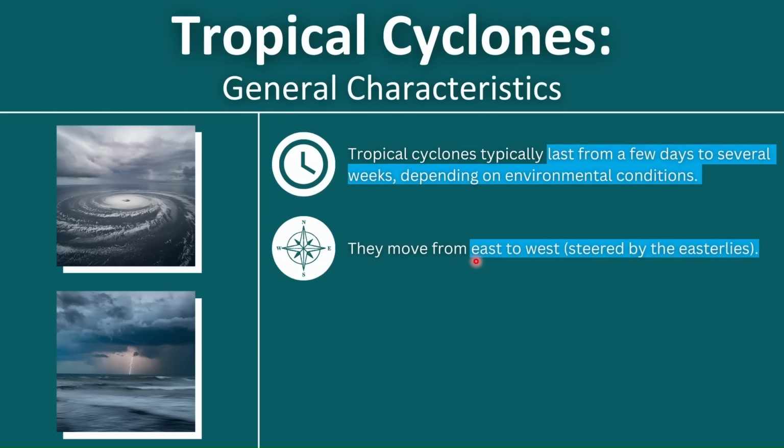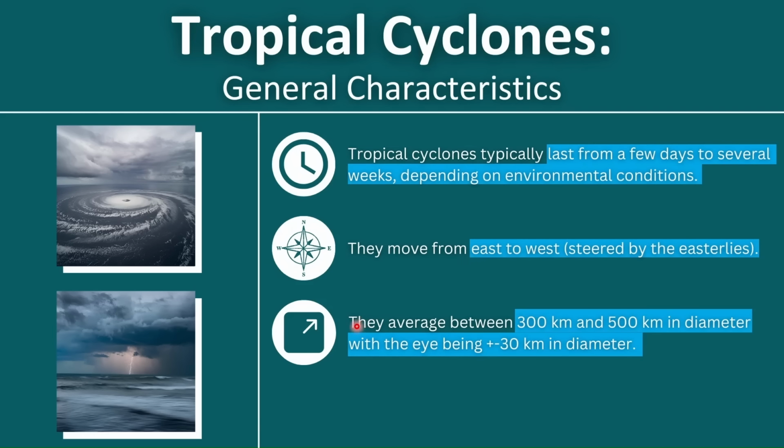They move from east to west and they are steered by the easterlies. So if they ask you what direction tropical cyclones move in, you will say they move from east to west. Or you can say they move in a westerly direction. They average between 300 and 500 kilometers in diameter, with the eye being plus minus 30 kilometers in diameter. Now again, that's also very important because that will indicate the size of the entire cyclone and the eye.